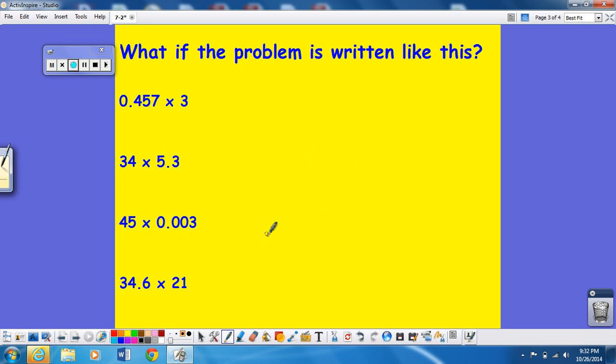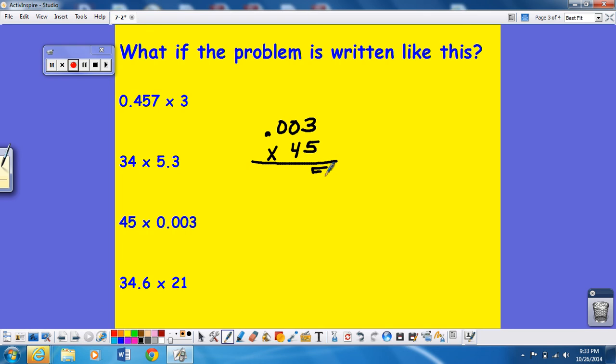On to the next problem. Now, when I look at this number, I'm not going to bring this over. I'm just going to write 3 thousandths times 45. And then I'm going to multiply.